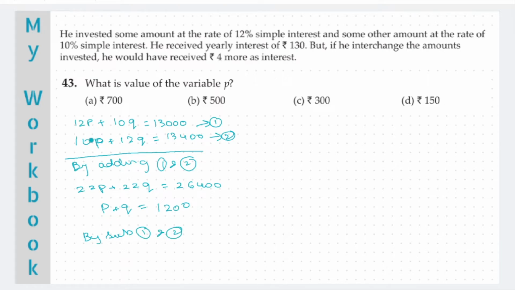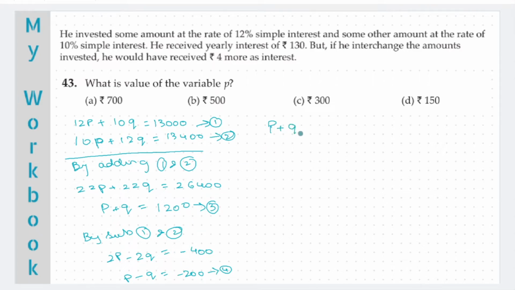We'll get 12P minus 10P is 2P, minus 2Q because it is 10Q minus 12Q. So 2P minus 2Q is equal to minus 400. Dividing throughout by 2, we will get P minus Q is equal to minus 200. So we have simpler equations 3 and 4. Solving these two, we will be finding out what is P and what is Q.